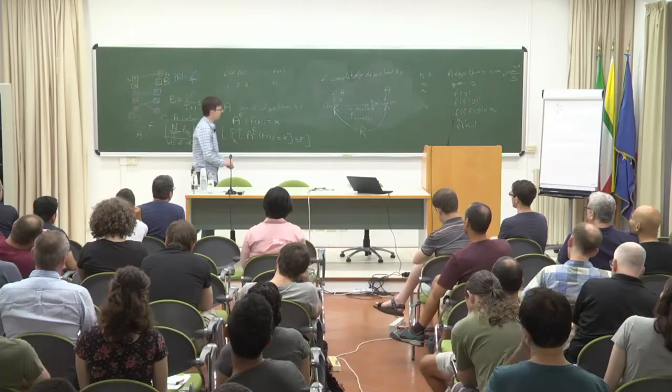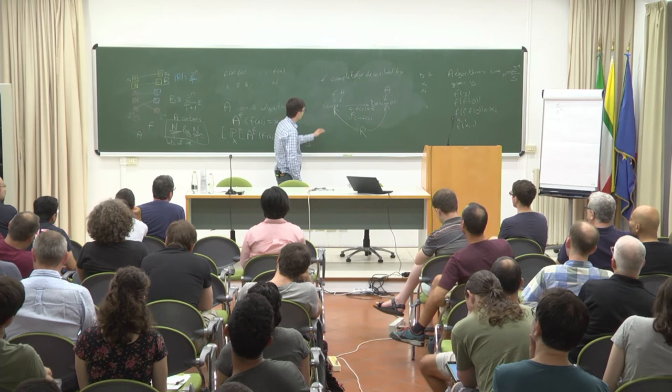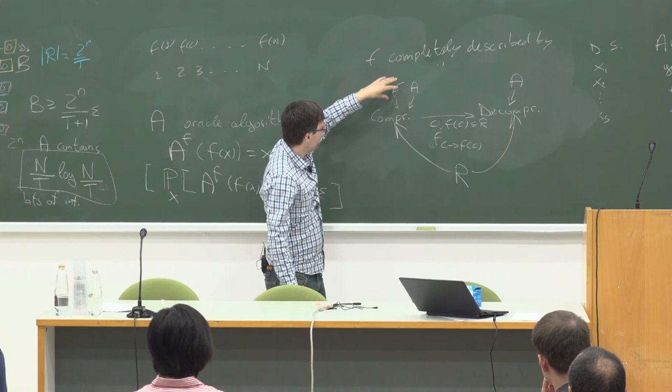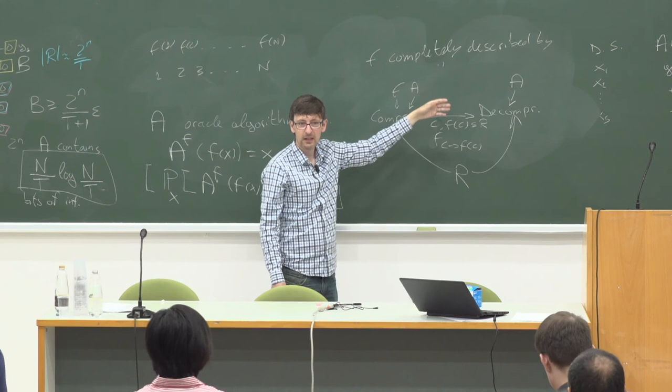And the compression algorithm here is that if you have some shared randomness between a compressor and a decompressor, it doesn't take away from the fact that all the entropy of F has to be communicated in this way, except whatever was in the mutual information that A had about F. OK, thanks a lot.